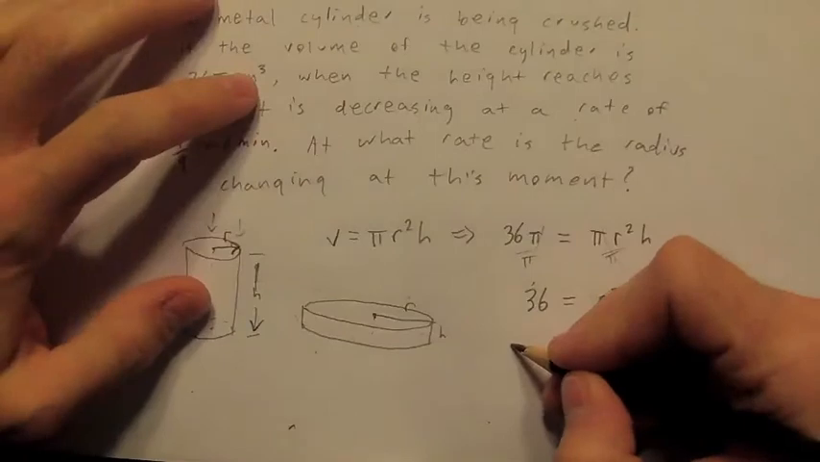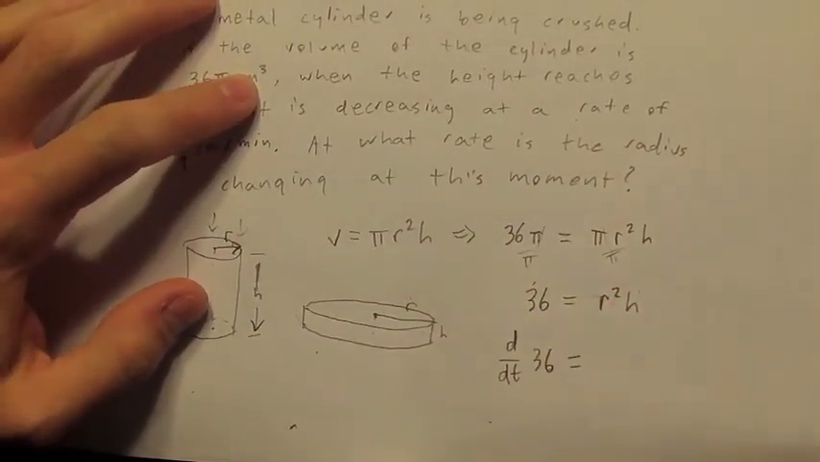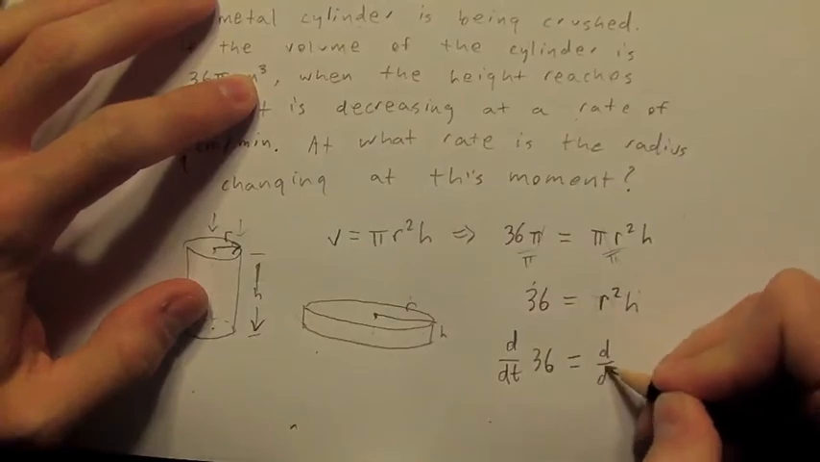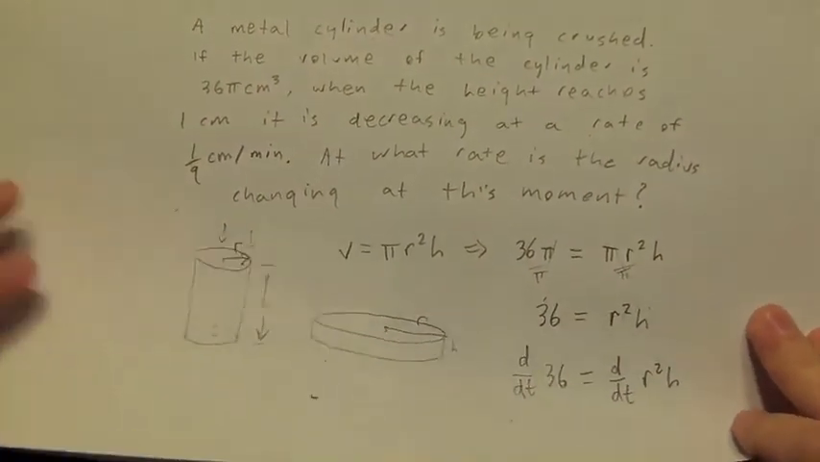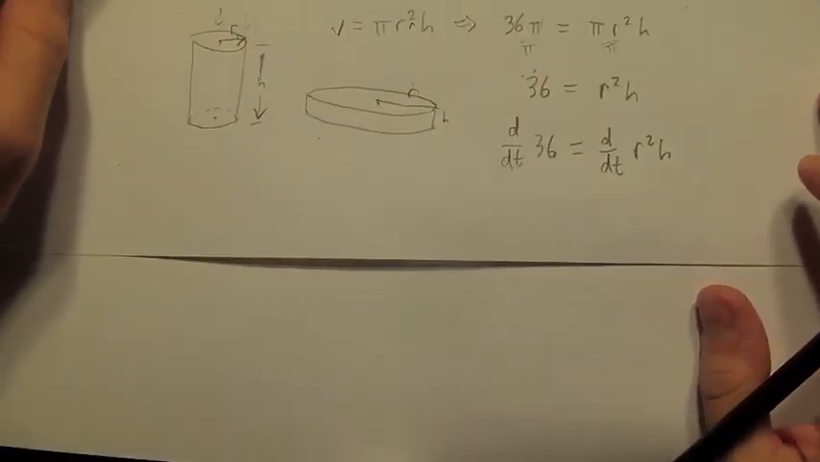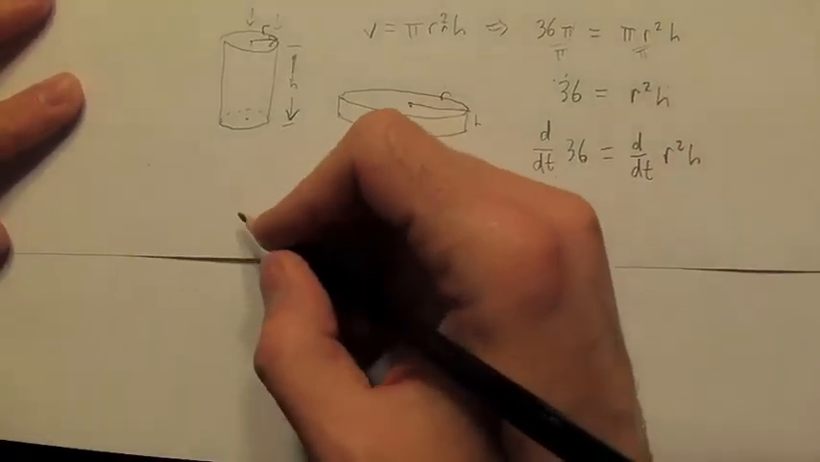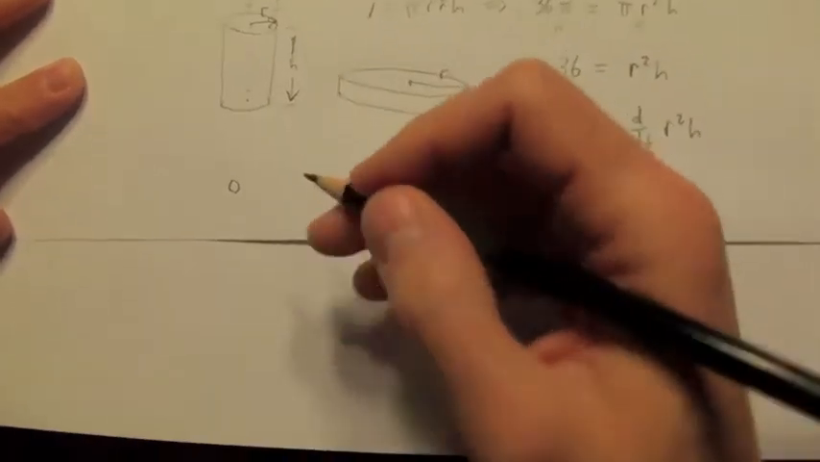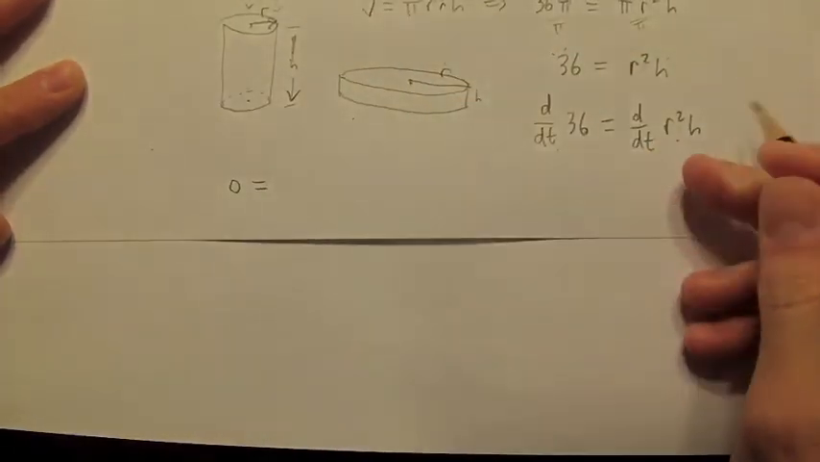Now we'll take the derivative of both sides. The derivative of 36 is equal to the derivative with respect to t of r squared h. Okay. So let's keep the pictures up there because I like them. Now, what's the derivative of 36? That's going to be 0. Then the derivative of r squared h.